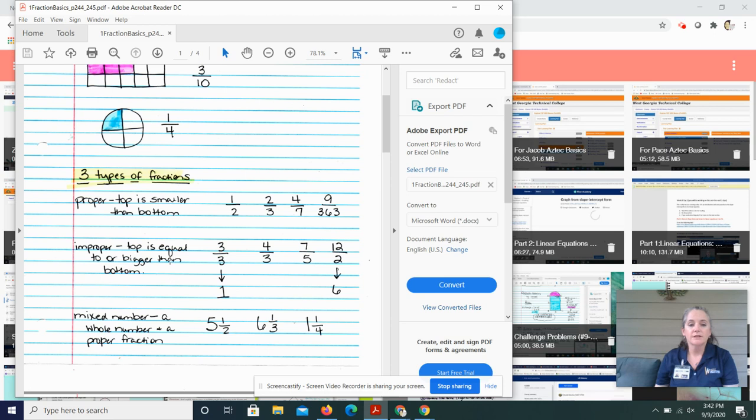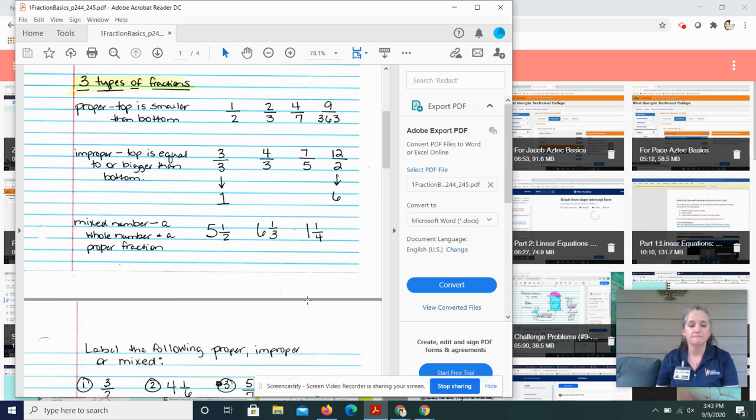So the third type of fractions are what we call mixed numbers. And a mixed number is really kind of what it sounds like. It's got a whole number and a proper fraction. So not a whole number and an improper fraction. It has to be a whole number and a proper fraction. So 5 1/2 would be a mixed number. 6 1/3 would be a mixed number. 1 1/4 would be a mixed number.